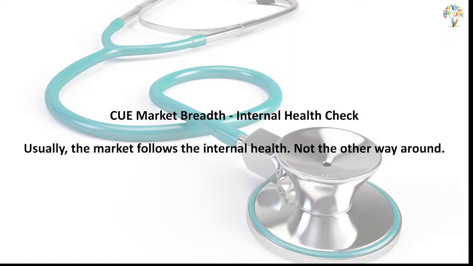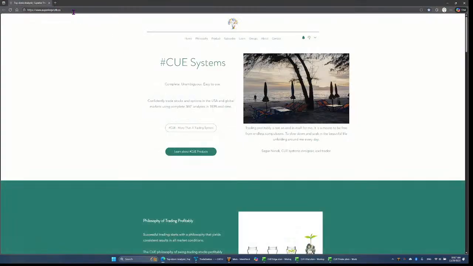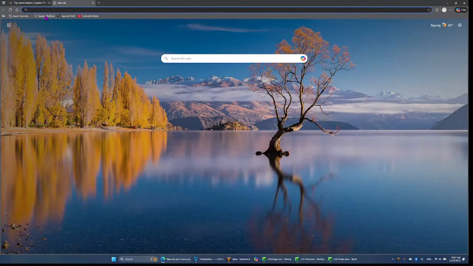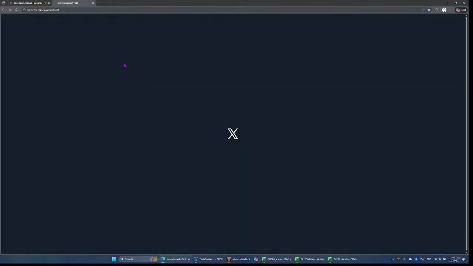Doesn't mean all stocks are going up. That the market is at or near all-time high does not mean many stocks are near or at all-time high, and you already know that. The internal health shows the true health of the market without being filtered through that market cap weighting. I already posted the market breadth charts on my Twitter page, X handle Superior Profit. Let's have a look at them from X.